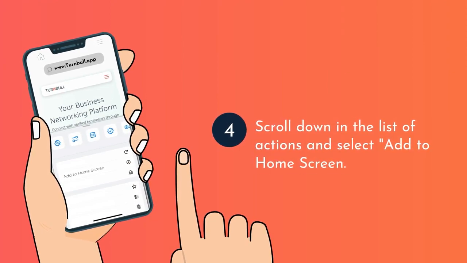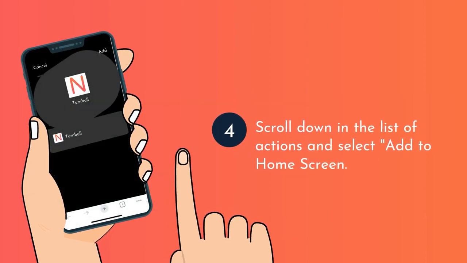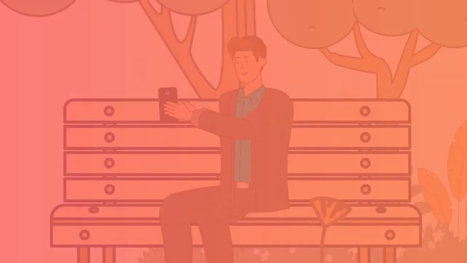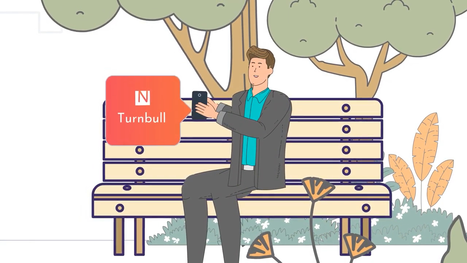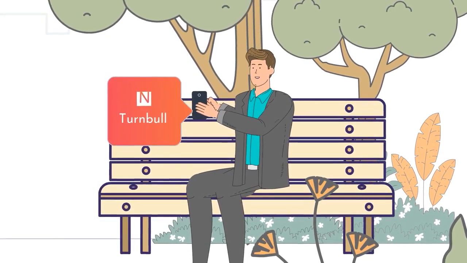4. Scroll down in the list of actions and select Add to Home Screen. 5. Tap Add. That's it! The shortcut to Turnbull.app will now be added to your iPhone's home screen.